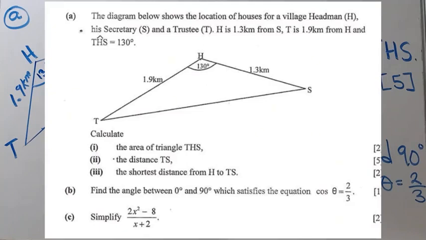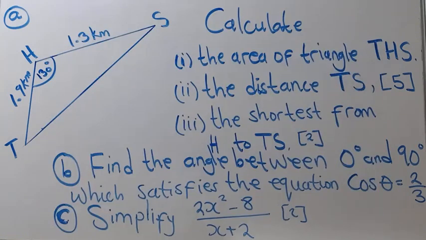I want us to look at 2017 Mathematics Paper 2, specifically question 7, which is coming from the topic called trigonometry. As you can see on the board, we have this question. This is a non-right angle triangle that you are given, which is labeled THS.